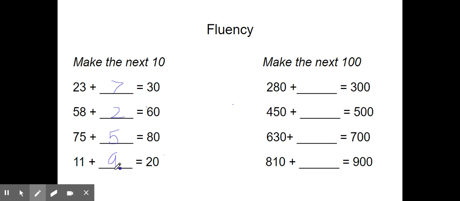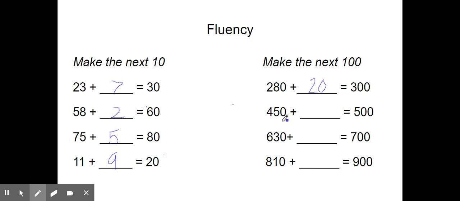Great job! Now let's go over making the next 100. This is just like making the next 10, but instead of thinking about 1s partner to 10, we are going to be thinking about how many 10s we need to make the next 100. 280 plus blank equals 300. Here we have 8 10s. How many more 10s do we need to make the next 100? 8 and 2 are partners. So we need 2 more 10s, which is the same as 20.